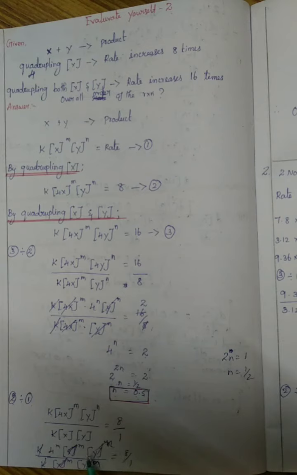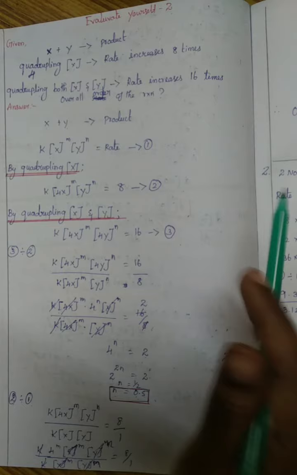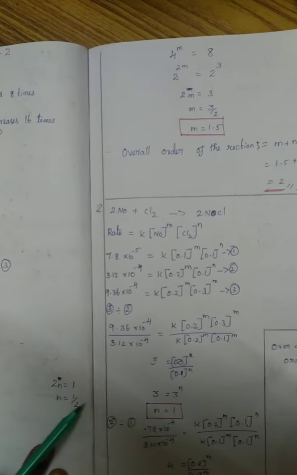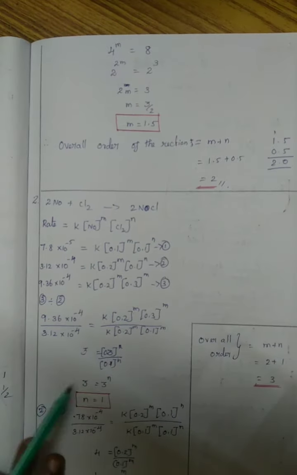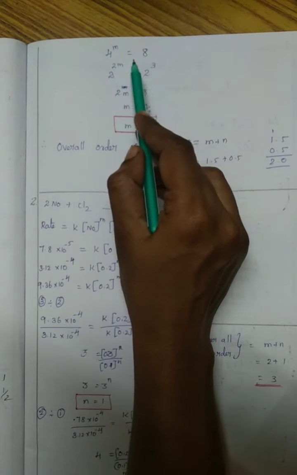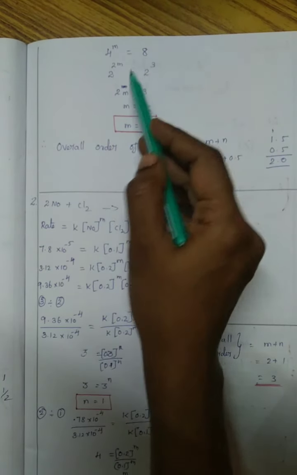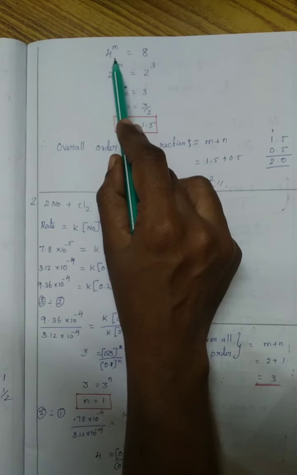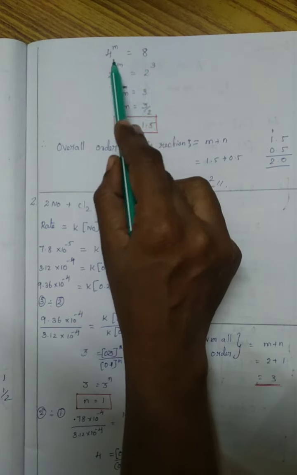Now I am going to cancel the equal terms in both equations. So k and k will be cancelled. Concentration of x power m, concentration of x power m will be cancelled. Then concentration of y power n, concentration of y power n also cancelled. Then finally I have 4 power m equal to 8.